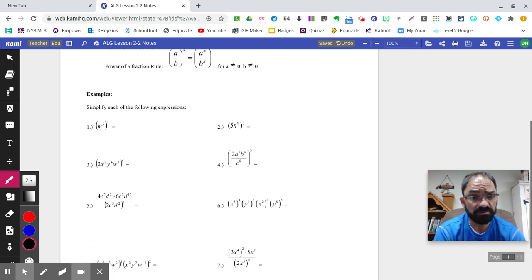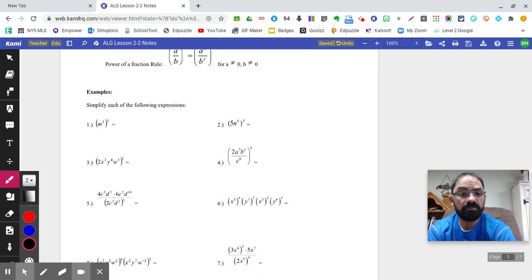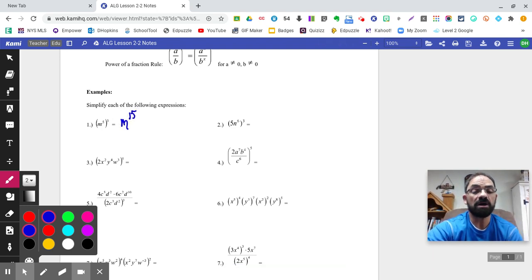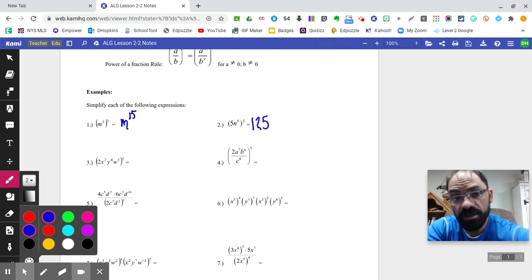Let's practice some of these. M to the fifth, all raised to the third power, would be M to the 15th. And then we're going to trickle in some of the laws and rules that we learned yesterday and the lesson before that. Okay, so 5n to the 6 raised to the third power. That means everything is raised to the third power, including the 5. So 5 cubed is 125. And then n to the 6th power raised to the third power, we multiply.